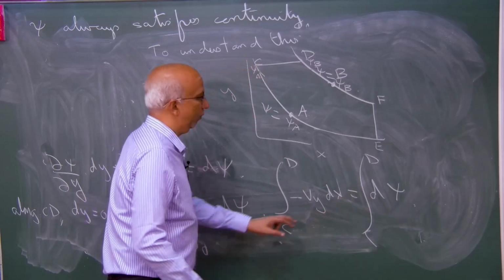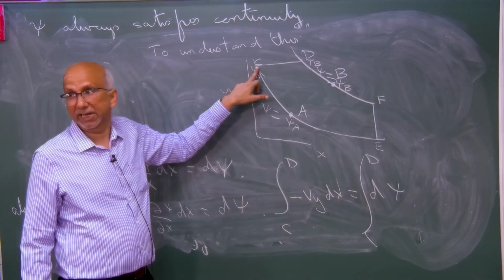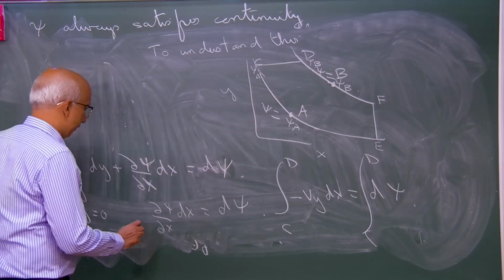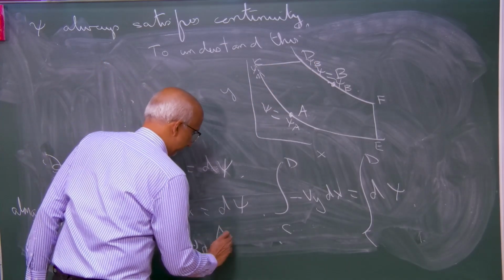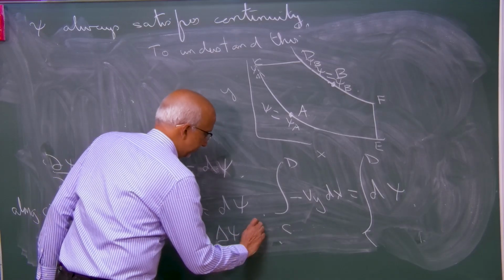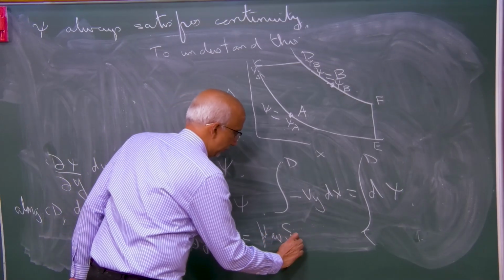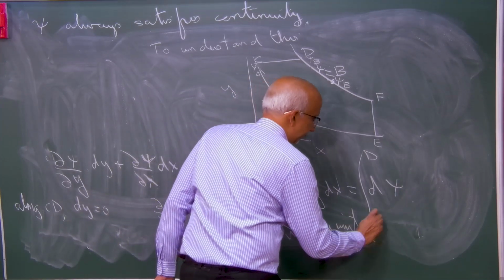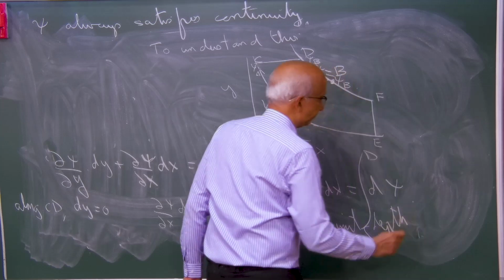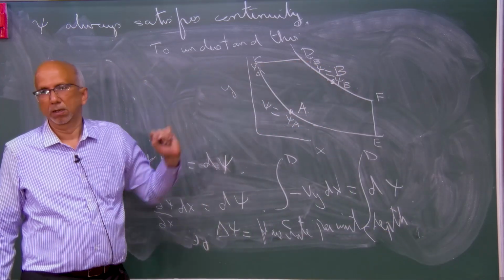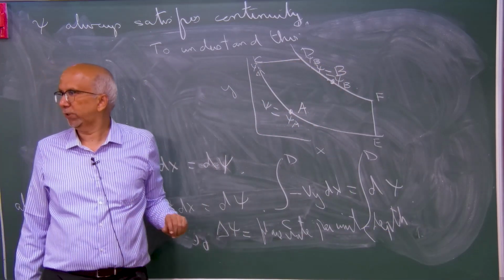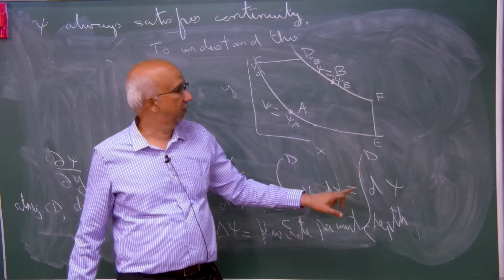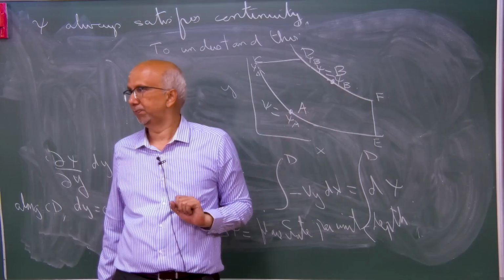So, and what is integral dψ? It is the ψ at C minus ψ at D. Okay. So, basically what I am saying is the delta ψ represents the flow rate per unit depth. Okay. You can look at the same thing over this line EF.